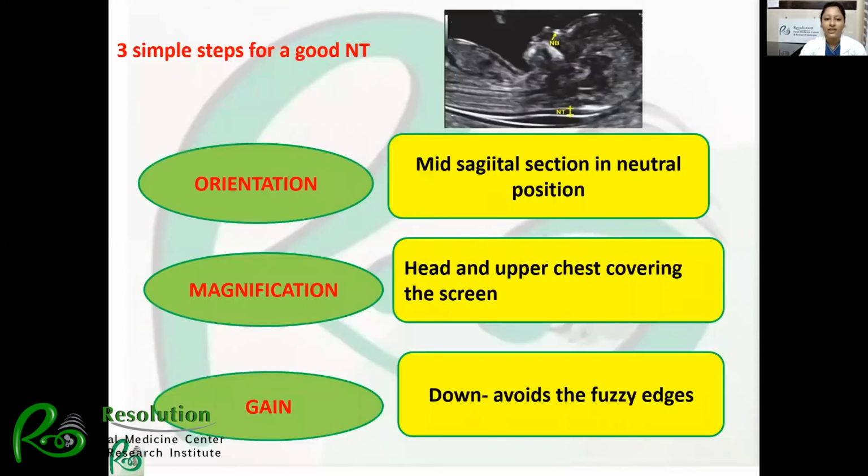So coming to the 3 steps that are important in measuring NT: orientation, magnification, and gain. You orient such that the fetus is in mid-sagittal section and in neutral position. You magnify such that the fetal head and the upper chest covers the whole screen, and you should turn down your gain to avoid the fuzzy edges.